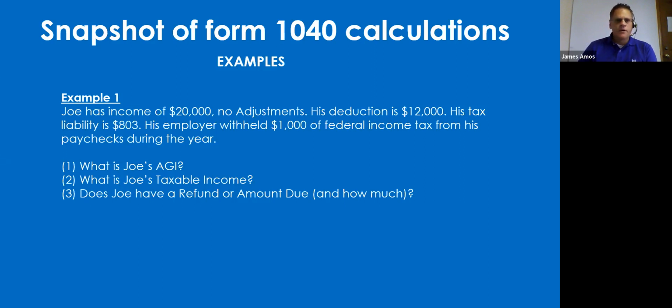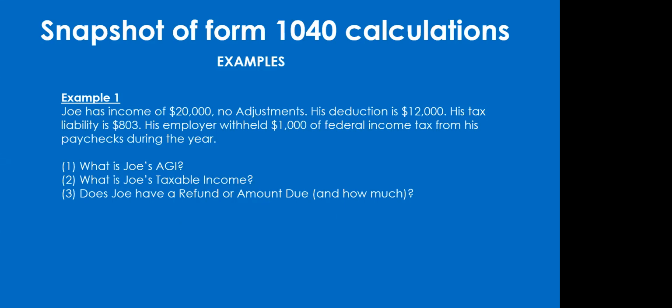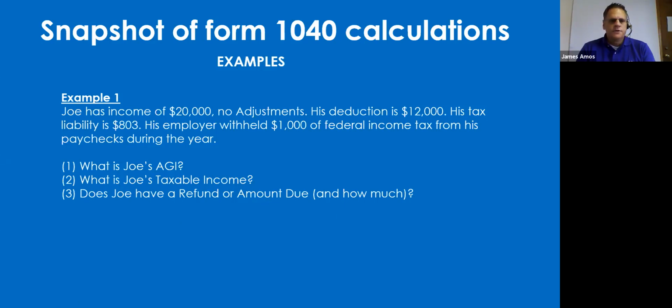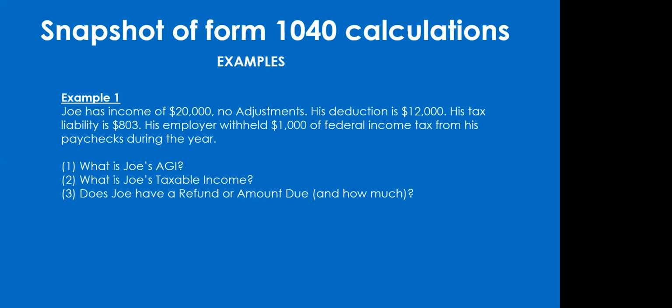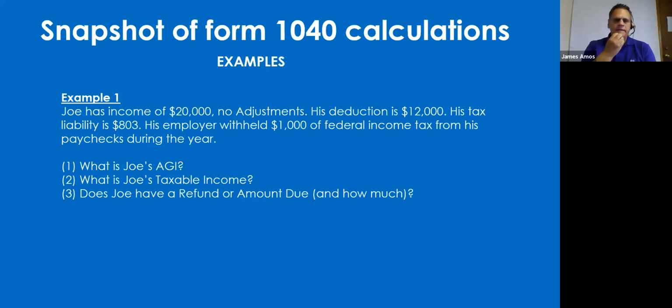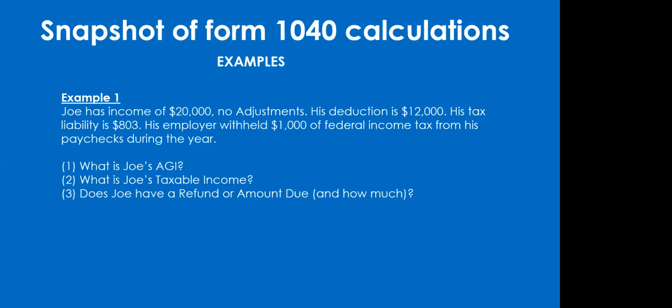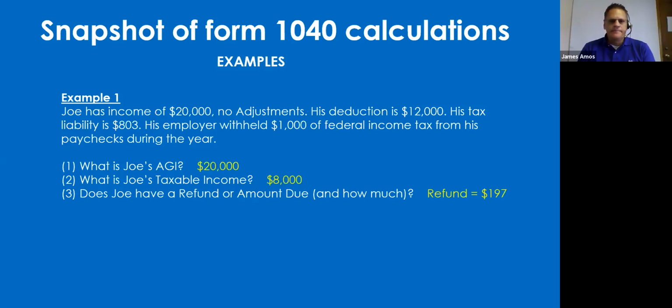Okay, so what do you have for Joe's AGI? $20,000. That's correct. Joe's taxable income? $8,000. That's correct. And the refund or amount due? Refund, $197. Yep, that's exactly right.